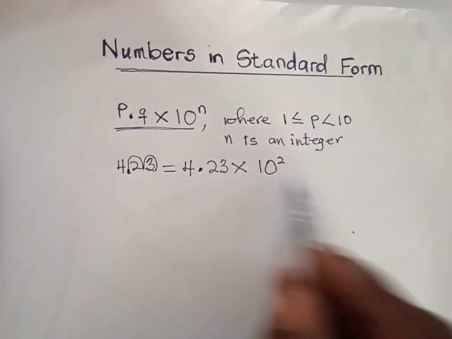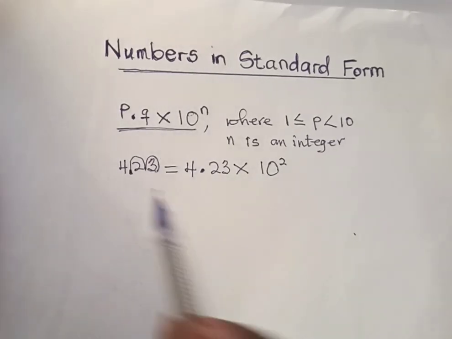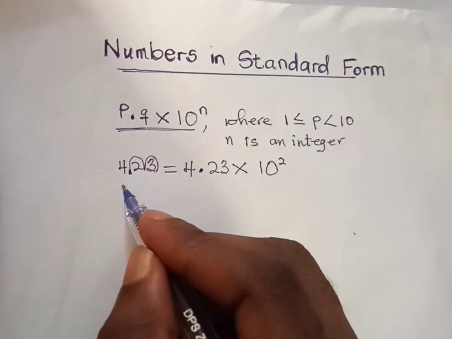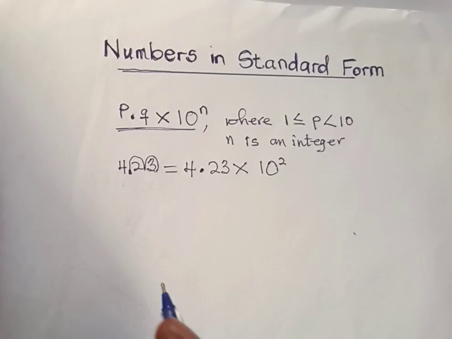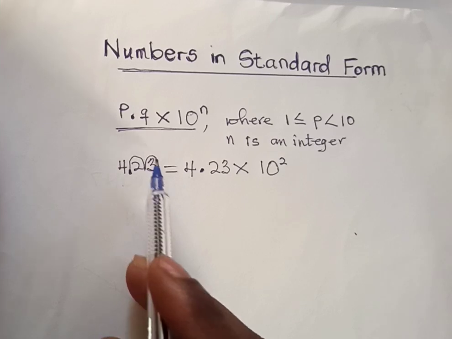So it means this is right. Okay, good. So when you are asked to express a certain number in a standard form or scientific notation, this is how you do it. Let's take another example. If I give you this. Now this time we counted from the right side to the left side.